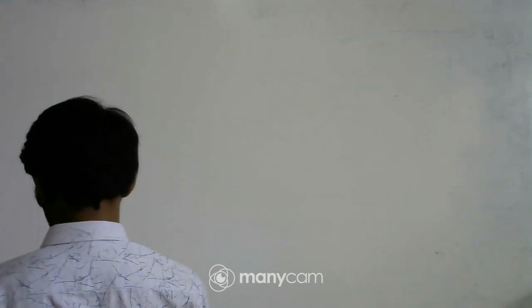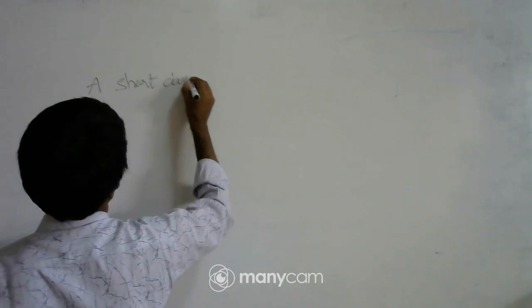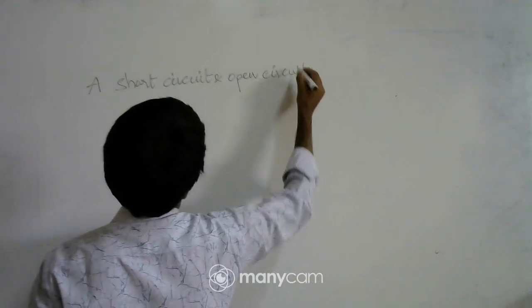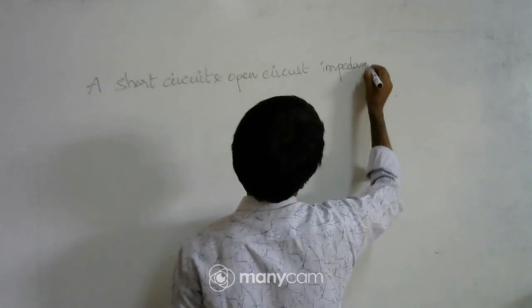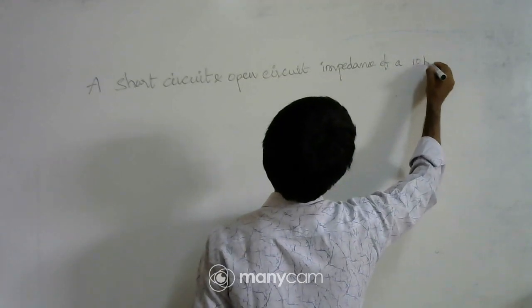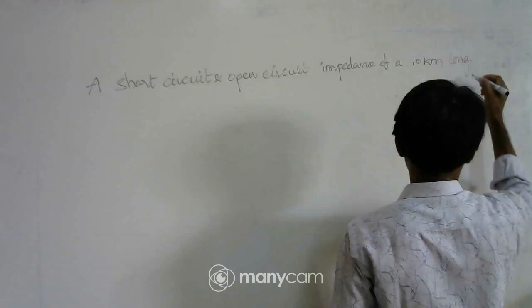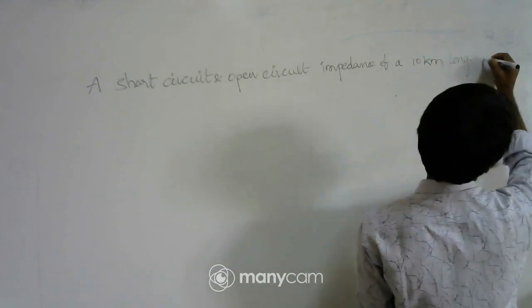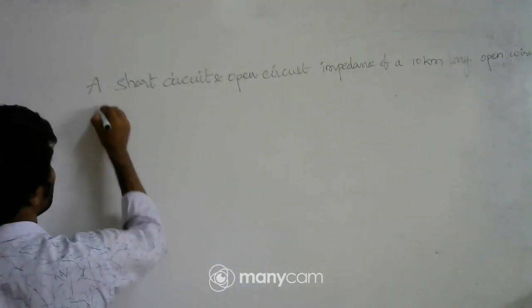Write on the problem. A short circuit and open circuit impedance of a 10 kilometers long open wire transmission line.